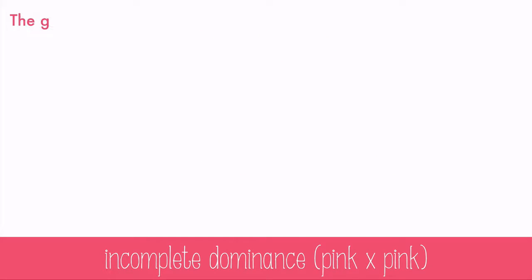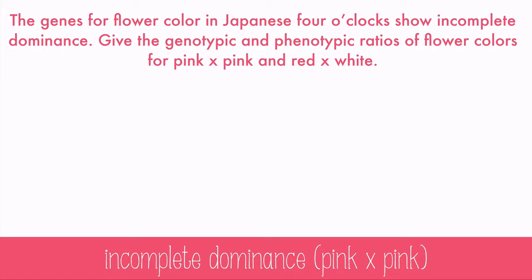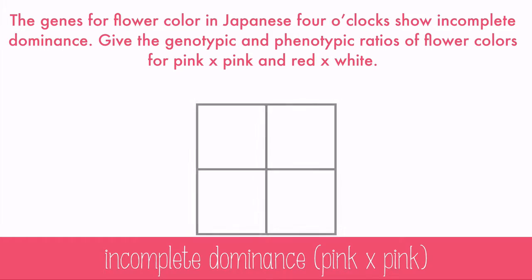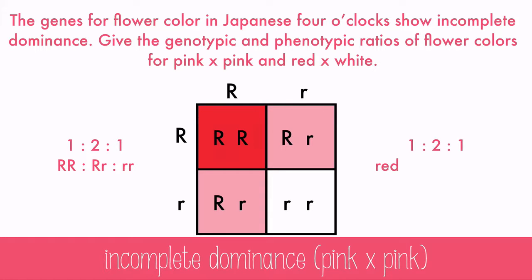Let's try a problem. The genes for flower color in Japanese 4 o'clocks show incomplete dominance. Give the genotypic and phenotypic ratios of flower colors for pink by pink and red by white. Let's cross 2 pink flowers first. They have red and white alleles. Fill out the Punnett square, and you see the 3 possible genotypes: big R big R, big R little r, and little r little r. It's a 1:2:1 ratio, which is the same ratio for the phenotype, a 1:2:1 ratio of red, pink, and white.